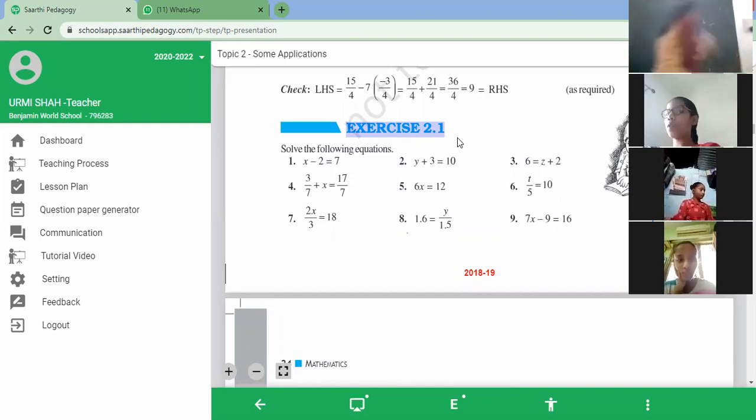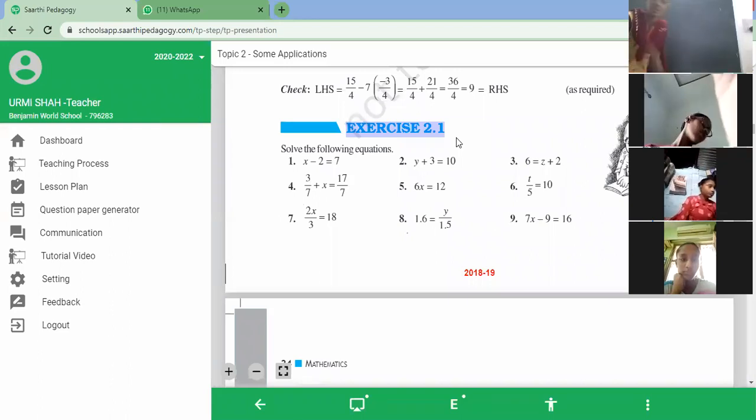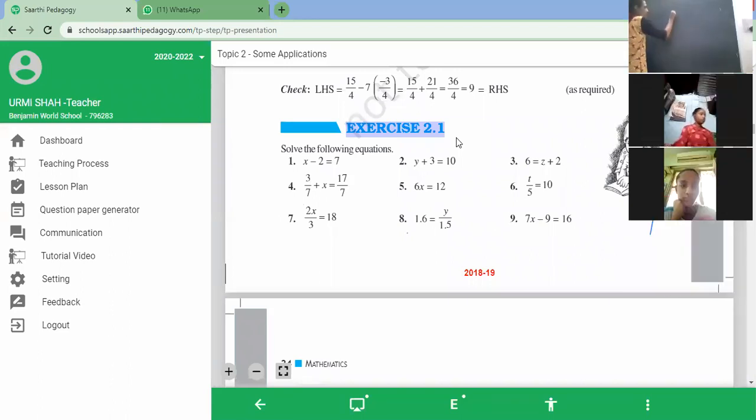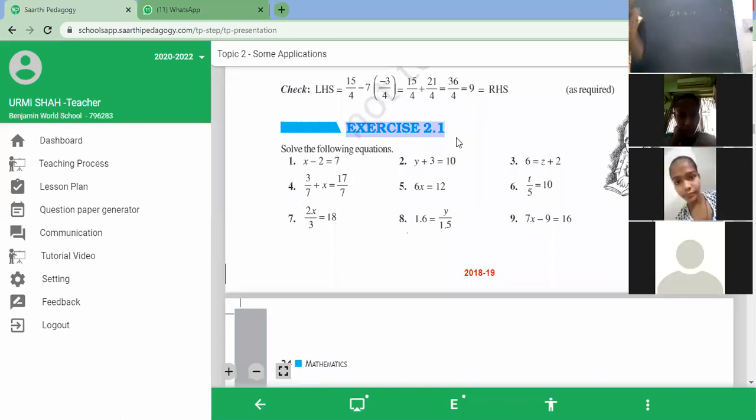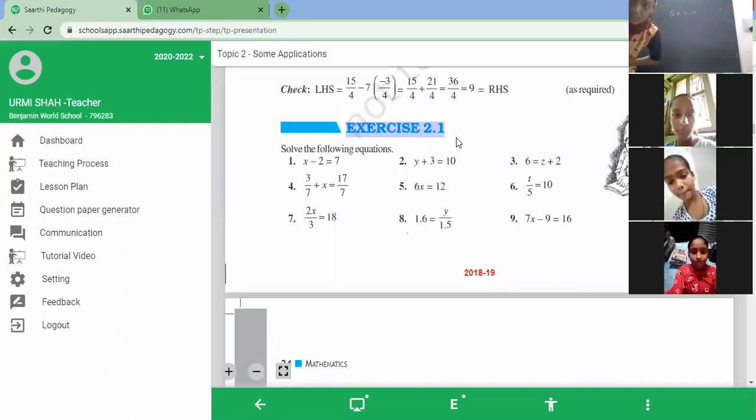Now we are going for the first number. What is our first question? x minus 2 is equal to 7. I hope everyone can look at the board also. Is it clear? Yes, ma'am.